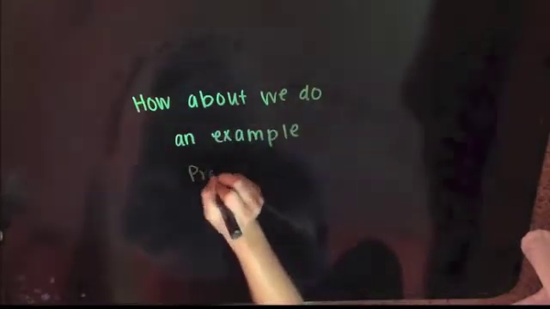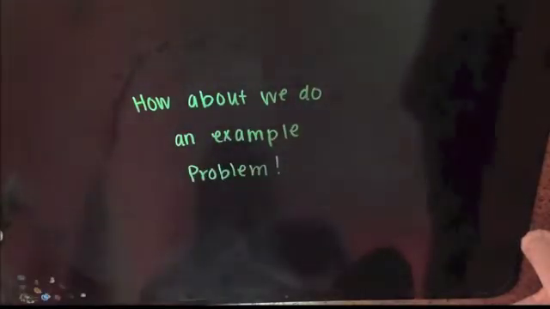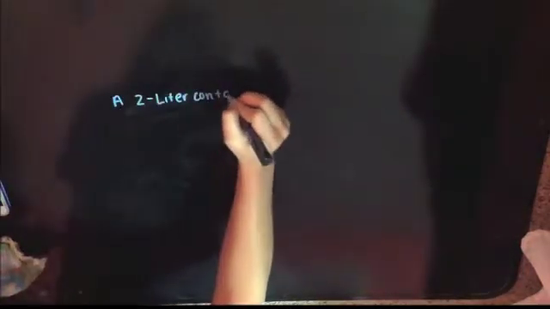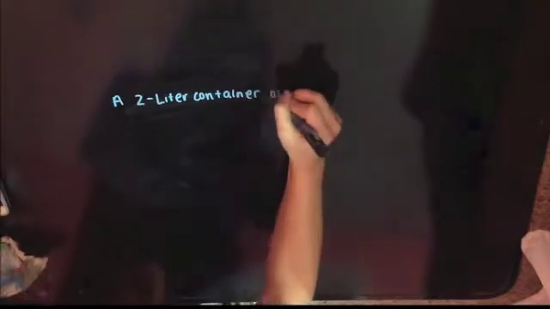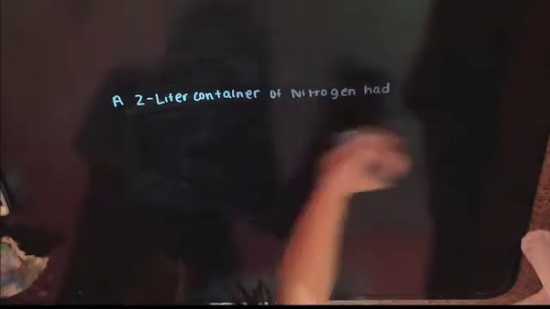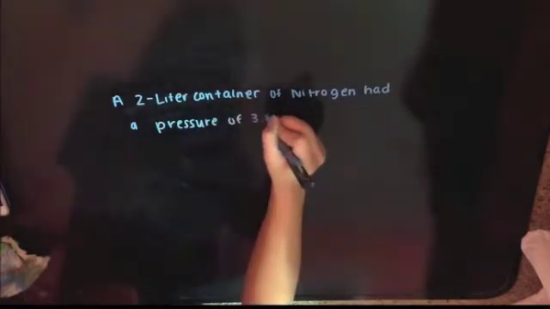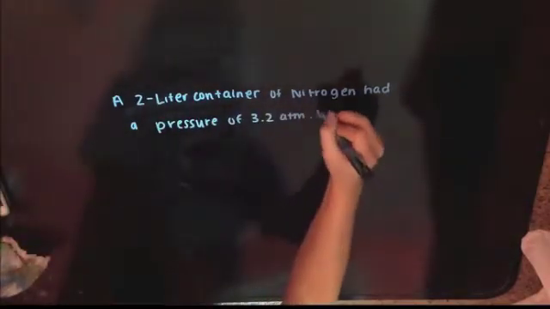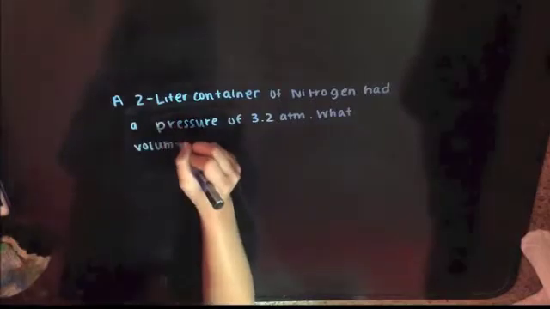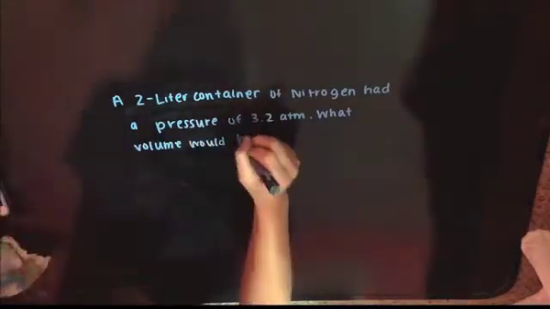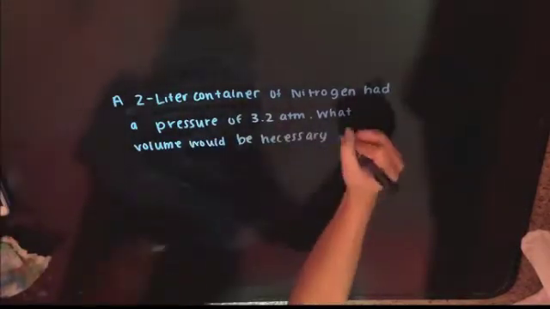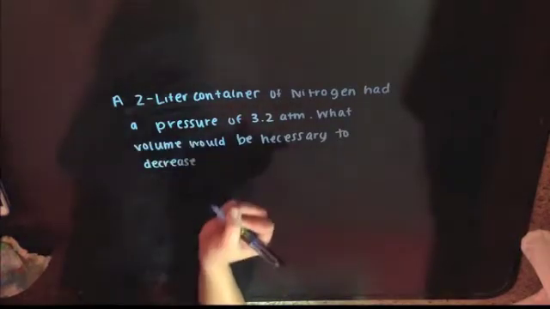How about we do an example? Problem. Okay, so a 2-liter container of nitrogen has a pressure of 3.2 atm. What volume will be necessary to decrease the pressure to 1.0 atm?